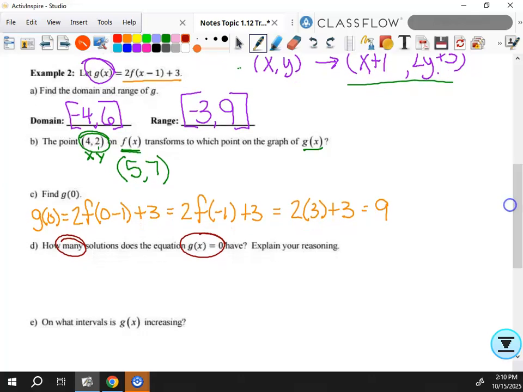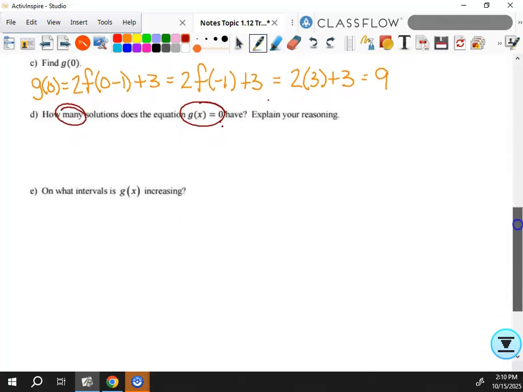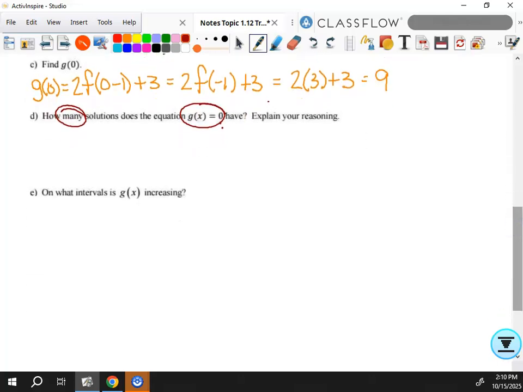G of X is defined right here. Is this 0 my input or output? Output. So I'm not substituting in 0 for X. You understand that? Because that's what I just did here, and this is not the same thing. It's my output. So I'm going to take the G of X they gave me, which is 2 times F of X minus 1 plus 3. That's what they defined as G of X for me, and I'm going to set that equal to 0.